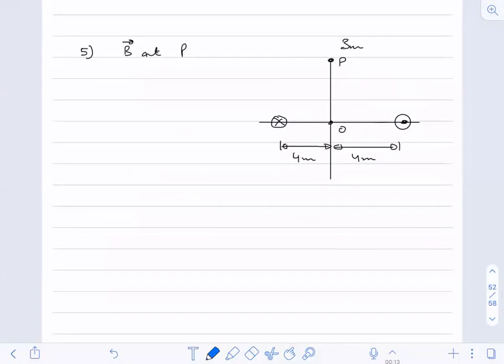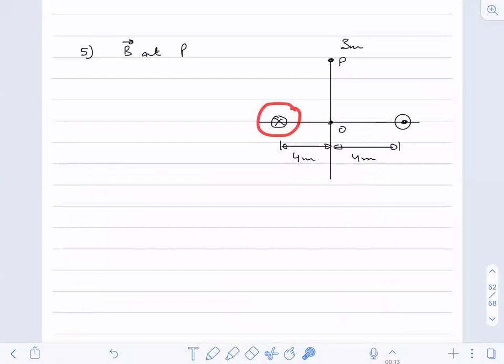Now just see this question. In this question, at point P, you have to calculate the magnetic field. These two crosses that you are seeing are current carrying wires. One wire, this one over here, takes the current into the plane. From your side, it is going into the plane.